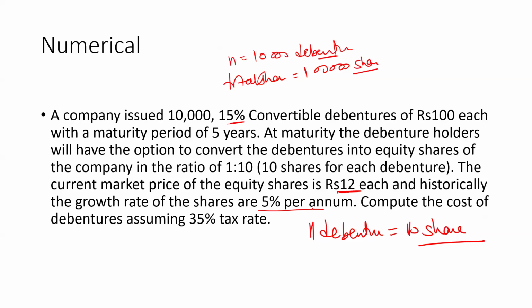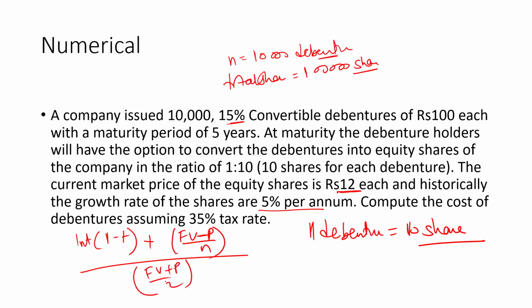And here you have to consider the tax rate as 35%, because, remember, I mentioned that whenever we are discussing a problem of convertible debenture, you have to assume it is like a redeemable debt instrument, which will be redeemed somewhere in the future, and then the tax rate will be used here. So the calculation of cost of debt when you have a redeemable debt instrument is interest into 1 minus T plus (face value minus price) by N, whole together, divided by (face value plus price) by 2. This is the formula we have discussed.